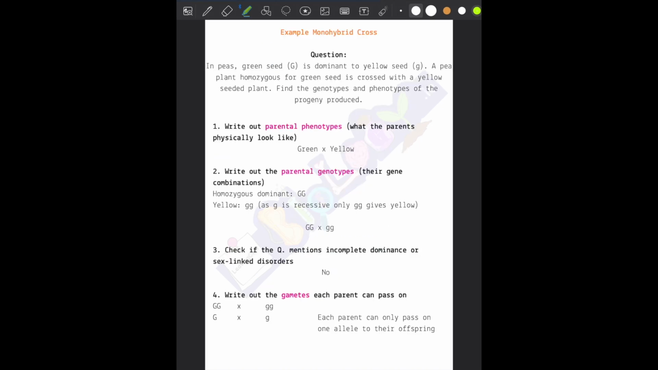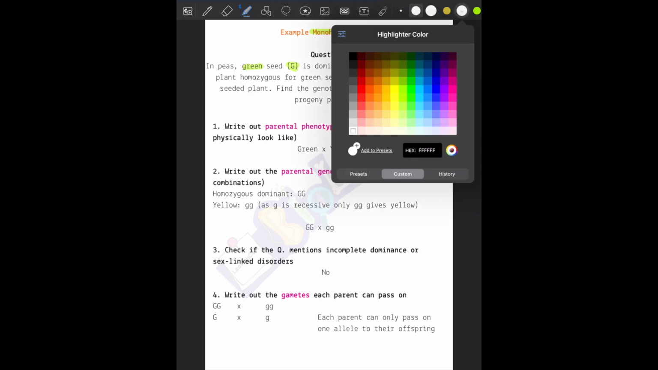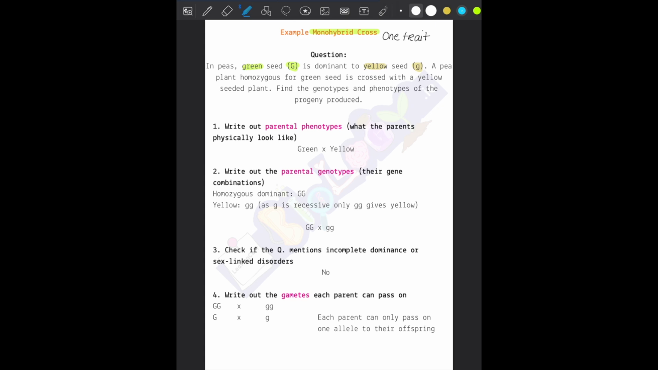So here we have an example of a monohybrid cross. Let's look at the question and let's underline what we need to know. So in peas, green seed, capital G, is dominant to yellow seed. And we're not talking about anything else, only seed colours, so we know that this is one trait. So I highlight that green seed, capital G, is dominant, and yellow seed, small g, then is obviously recessive. A pea plant that is homozygous for green seed.